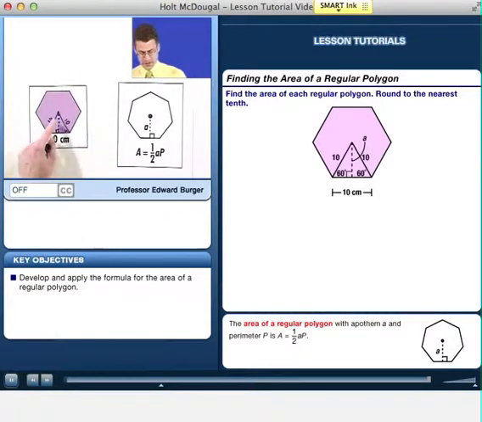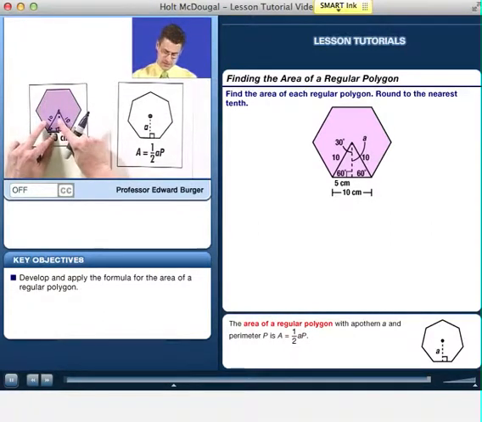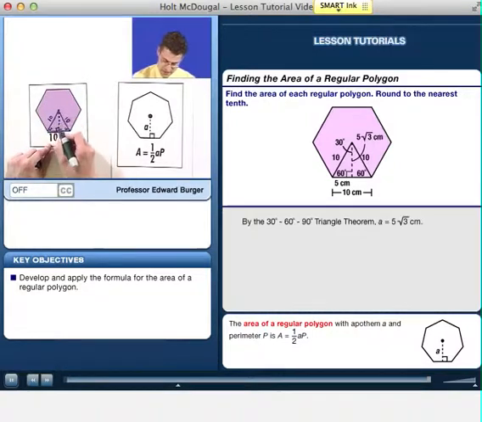And now if I drop this perpendicular length, I know that I have a 30, 60, 90 right triangle. I could use the Pythagorean theorem. This cuts it in half. This is 5. So this length right here is half of 10, which is 5. And so I know 5 squared plus a squared equals 10 squared, and we can solve that. Or you can recognize that we have a 30, 60, 90 right triangle, and so this is going to be just 5 square root of 3. So this length here is 5 square root of 3.